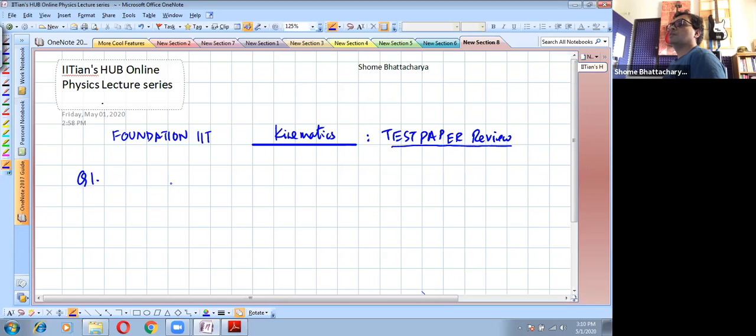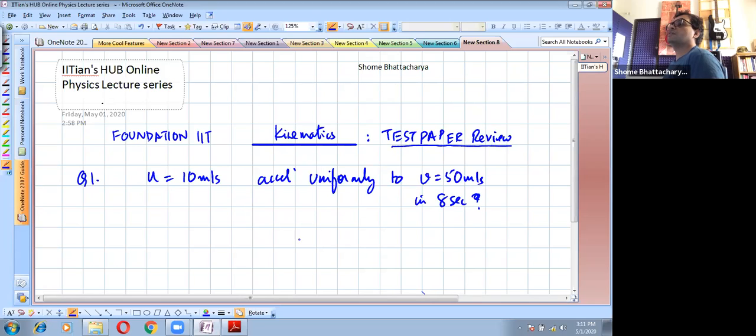Starting with this. Right. So question one, it said that the initial velocity is 10 meters per second, and it accelerates uniformly to a velocity of 50 meters per second in 8 seconds. So 8 seconds, this is given to us. So from this, we have to find the displacement. Yes, correct. 240 meters, or D, is the correct answer.